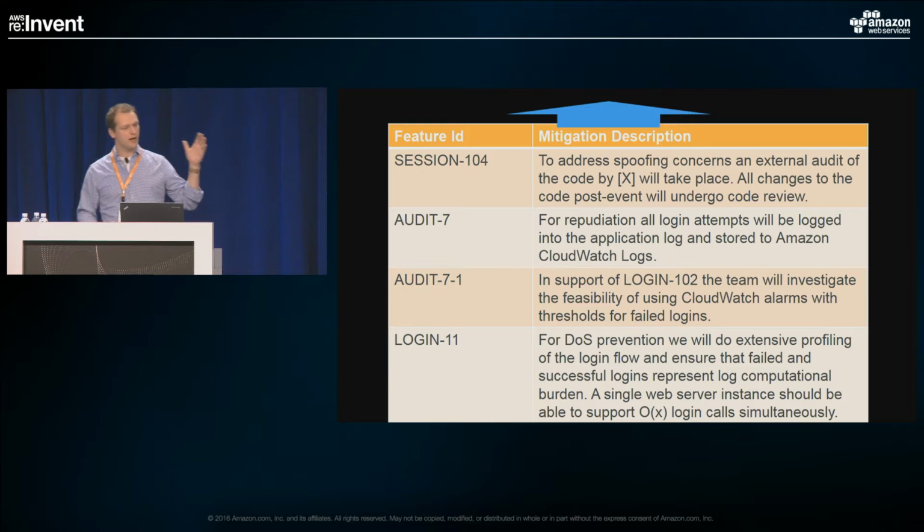So I talk about everything in there, from addressing spoofing concerns by code review. Well, okay, how am I going to do the code review? And importantly, once the code review has happened, how am I going to stop new issues coming back in? So that's the first one. Logging using CloudWatch logs, for example. We've got that in there. Well, how about alarms for failed login attempts so that I can actually respond to this stuff?